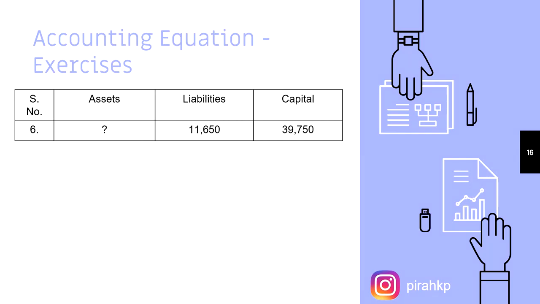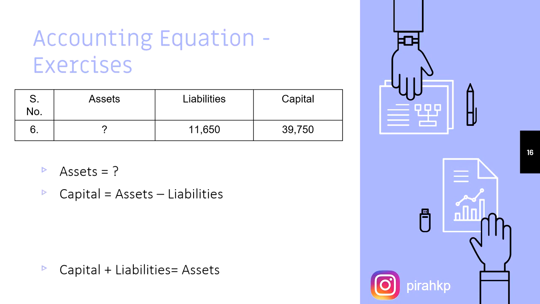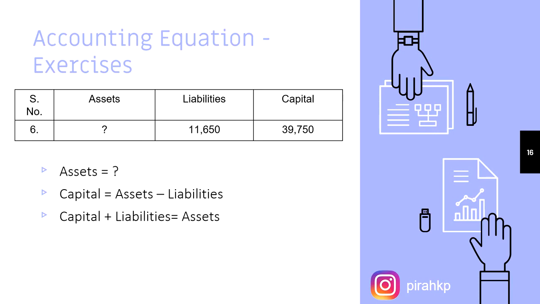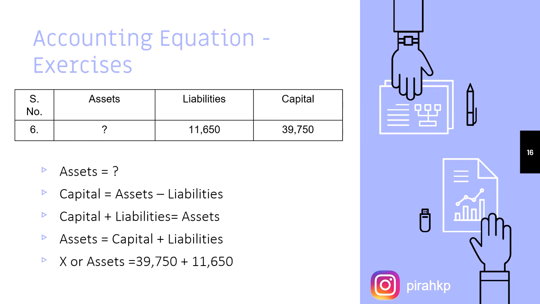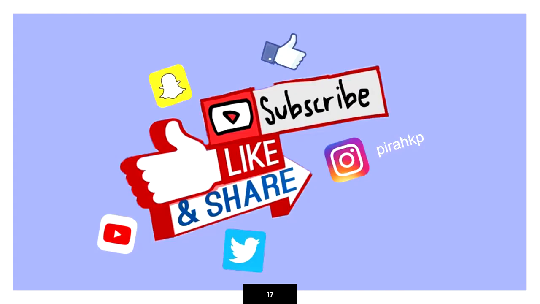Now here is the next question. I'm sure you guys can do it. Come on guys, do it. Okay, so everything is the same. The only thing that has changed are the numbers. So assets is equal to capital plus liabilities. Capital is 39,750. Liabilities are 11,650, which makes the assets 51,400. I hope you guys got the same answer. Let me know in the comments below how you did.